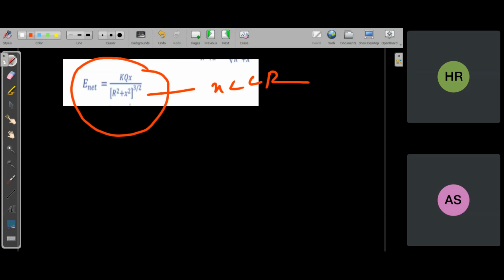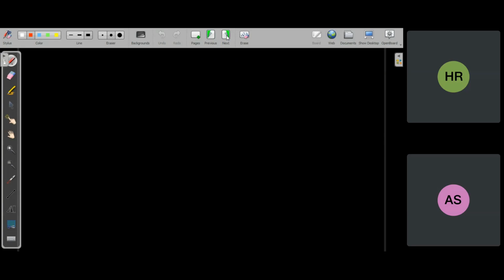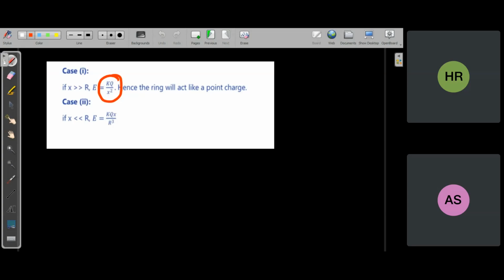So this is very simple. I think no need to convert it into anything. If x is very, very less than r, then x square will be automatically very, very less than r square. So just simply remove this and you will get kqx by r cube. That will be the electric field. Kqx by r cube for x very, very less than r. Understood this?